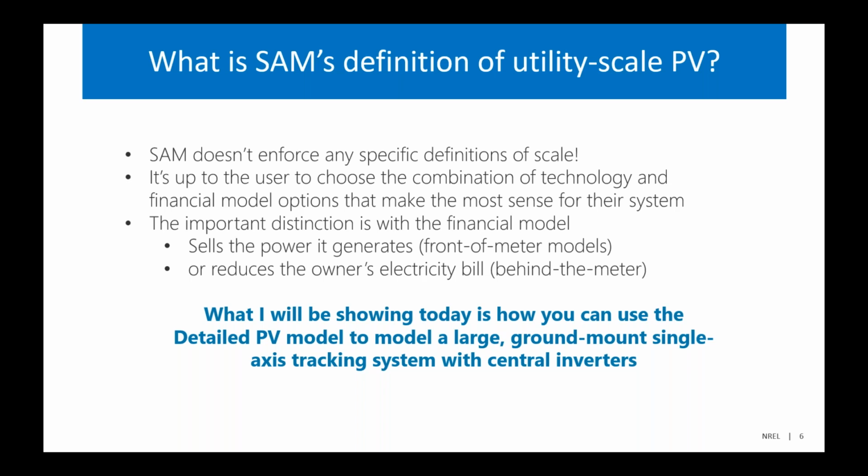There is more information on both of these financial models as well as videos on the SAM website. I am not going to be talking about the financial models today, but what I will be showing is how you can use the detailed PV model to model a large ground-mounted single-axis tracking system with central inverters. But I did want to note that it does not have to be a specific size. You could model a 4 kilowatt system or a 100 megawatt system in the detailed PV model the same way in any of the scales. It really just matters what the financial model associated with it is as far as defining the scale from the SAM perspective.